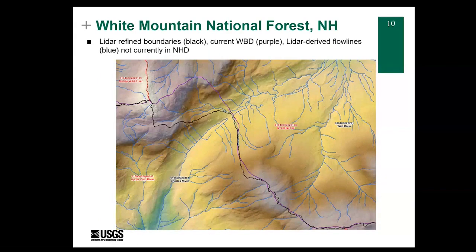So as a byproduct of updating the HU12s, the boundaries at larger scales were also updated, such as the HU4 boundaries seen here. The purple line is the old boundary, and the black line is the LiDAR-derived updated boundary. And we can see a much greater detail in this revised boundary.